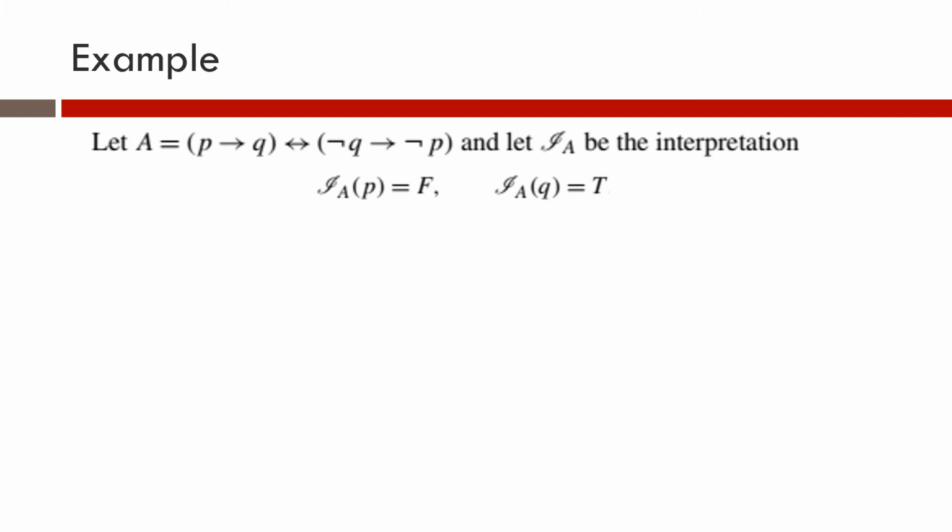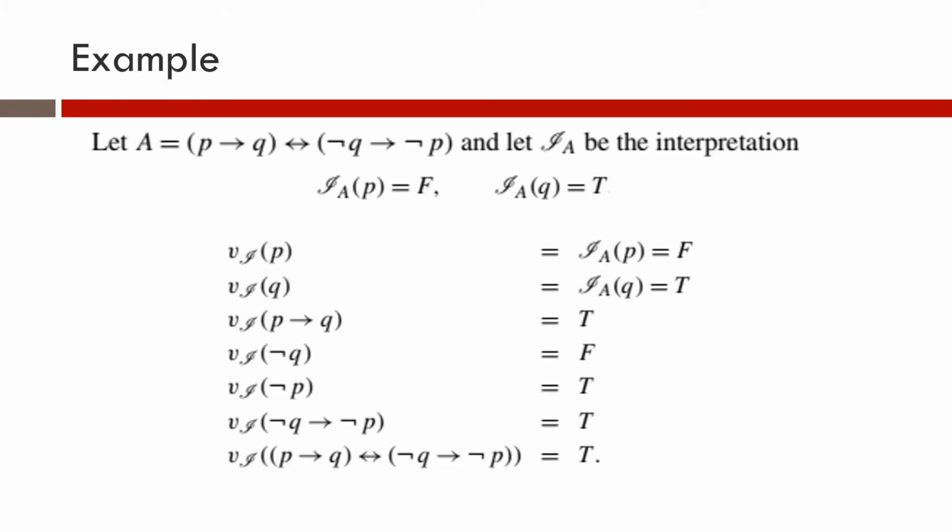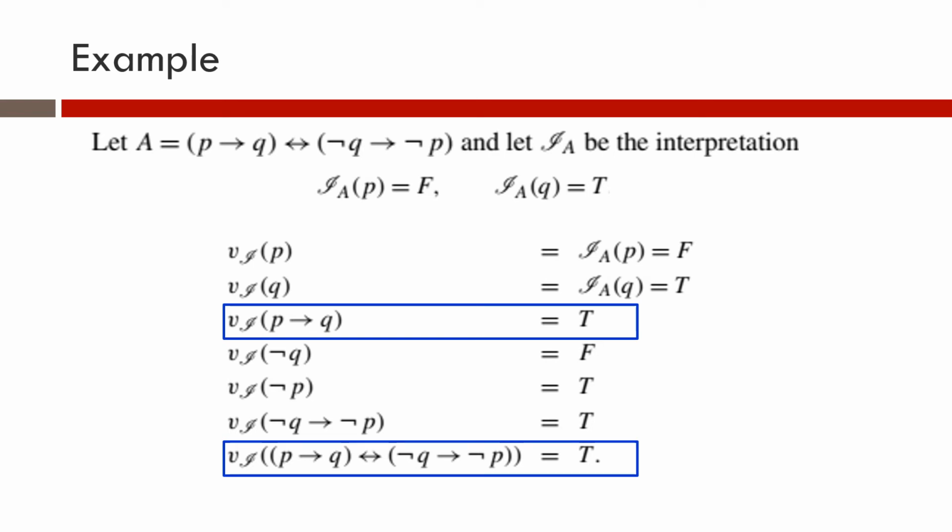Since both are true, the equivalence operator checks both its operands. If both the operands have the same value, A1 equivalence A2 will be true. That is, P implies Q equivalence, negation Q implies negation P will be true. So you can see that here, P implies Q has the truth value true, and negation Q implies negation P has the truth value true. So the value of the formula will be true. So that is the example.